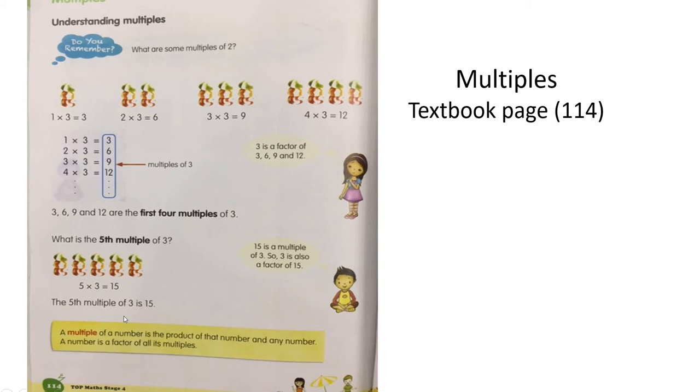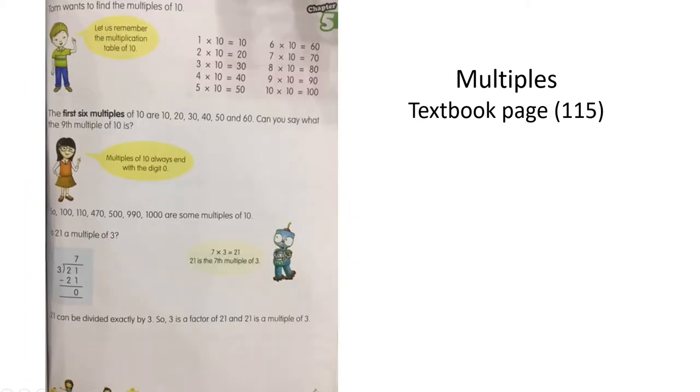Now we want to look at page 115. Flip to the next page in your textbook, page 115. Tom wants to find the multiples of 10. You know the multiples of 10. We talk about the multiples of 10.